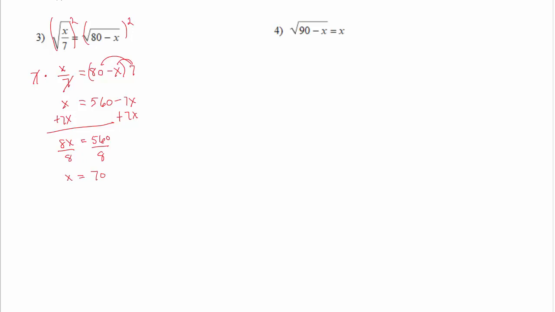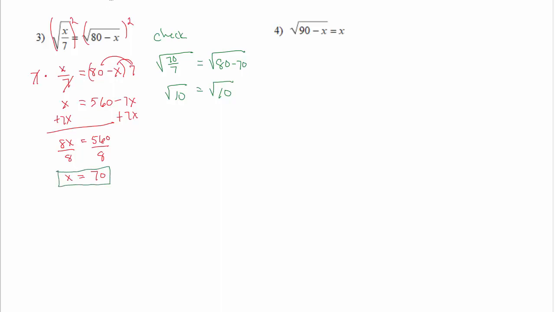Large number, but you know what? We're mathematicians. We can handle this. So let's check our answer. The square root of 70 is x now. So 70 divided by 7. Does that equal the square root of 80 minus 70? So what's 70 divided by 7? It's 10. So the left-hand side is the square root of 10. And 80 minus 70 is the square root of 10. And look, these are both the same again. So our answer is, in fact, x equals 70.